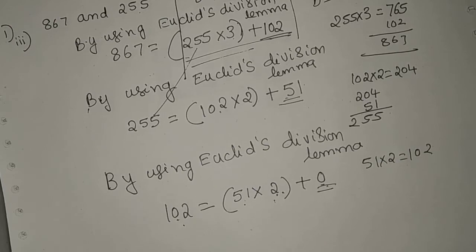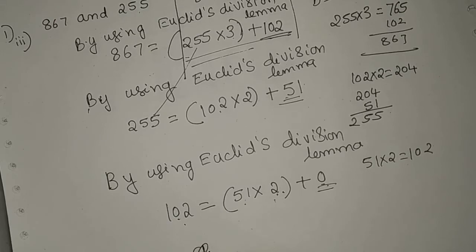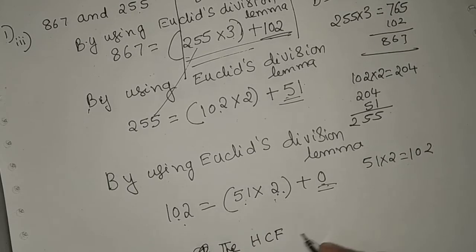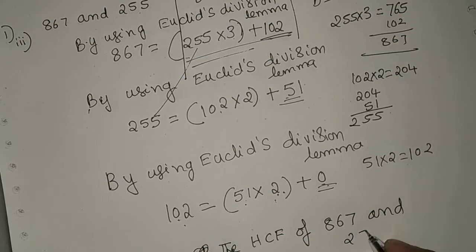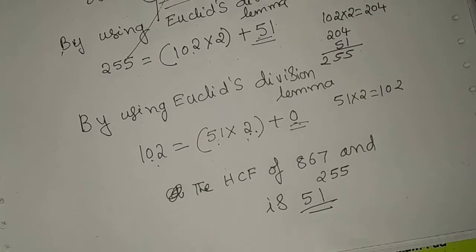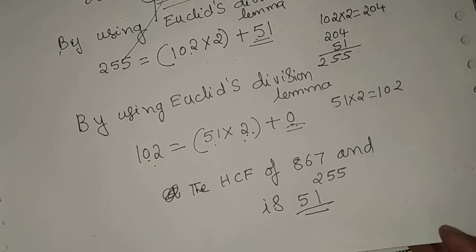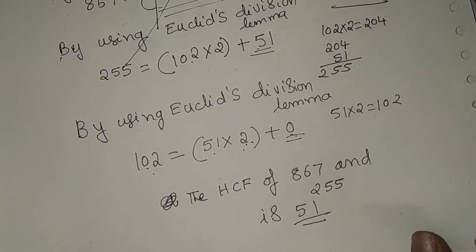Therefore, finally, what is the answer? The HCF of 867 and 255 is 51. That is the answer. So this is the final step. The HCF of 867 and 255 is 51. So this completes the problem. We move on to the next one.